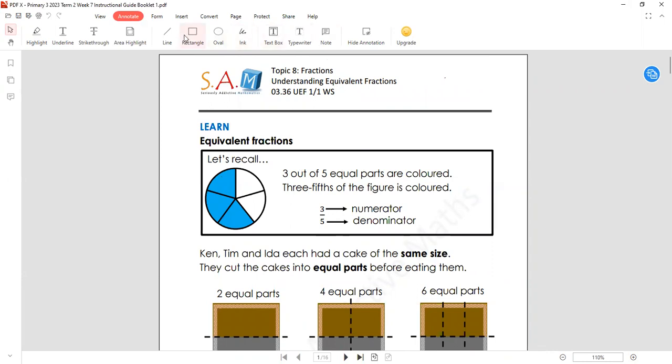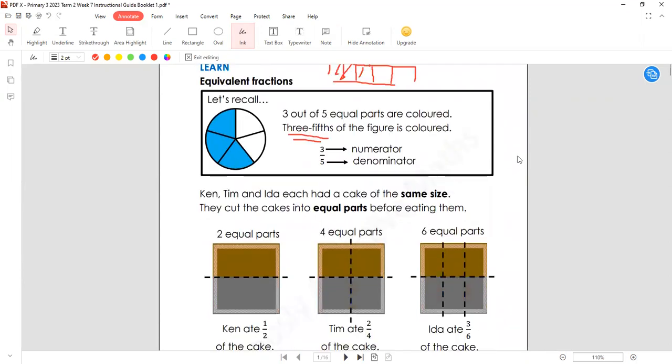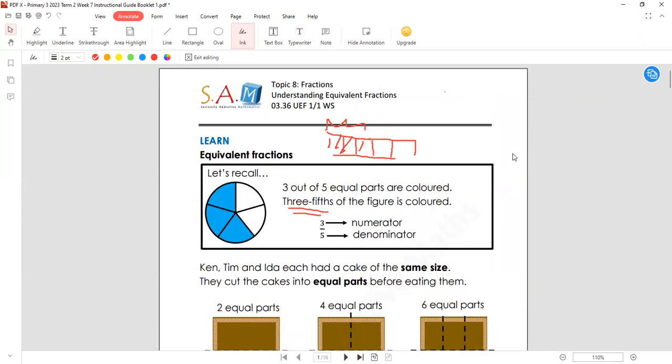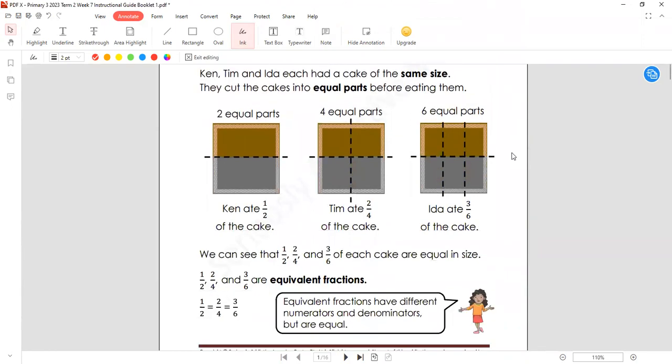You might want to do a quick drawing. 3 out of 5 parts, if you draw 5 equal parts here, okay, 3 out of 5 parts will be referring to this portion, right? Where 3 is the numerator and 5 is the denominator. Or you can call it 3/5. Okay, so that's a quick recap of fractions.